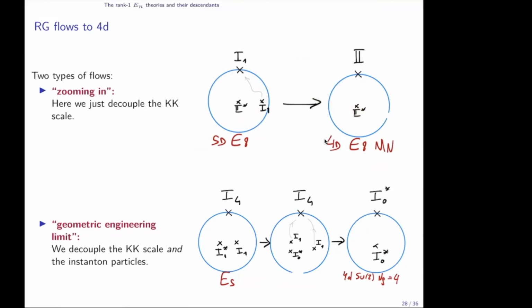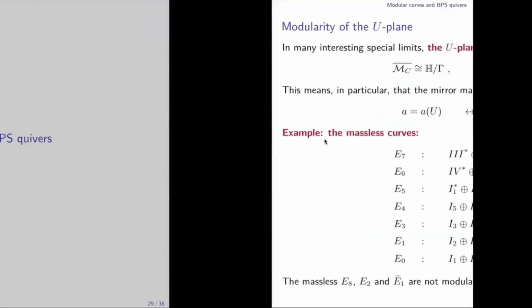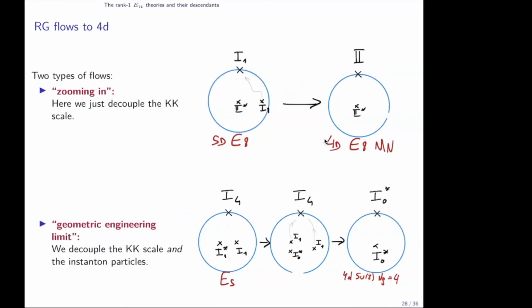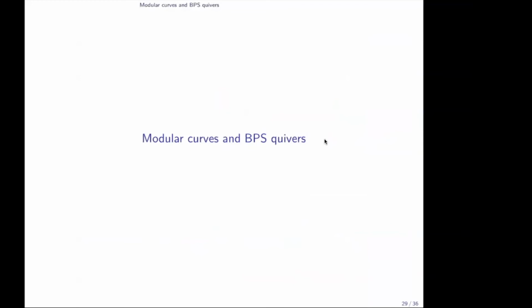Another type of algae flow you can do is a so-called geometric engineering limit, when you first, in this example, split one of the singularities further into a smaller singularity times an I1, and then send two different I1 to infinity at the same time. In that case, you can go from 5D SU(2) with 4 flavors to 4D SU(2) with 4 flavors, for instance. So those are the Seiberg-Witten curves that were known for a while, and we can play with them.